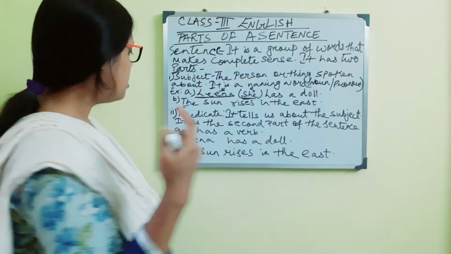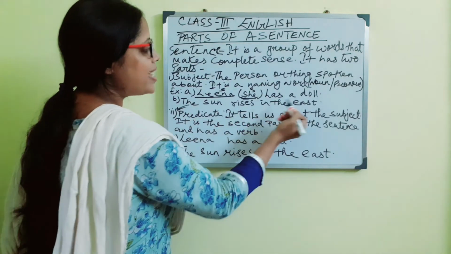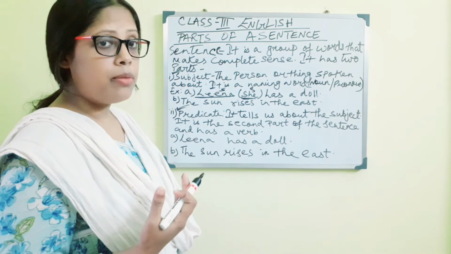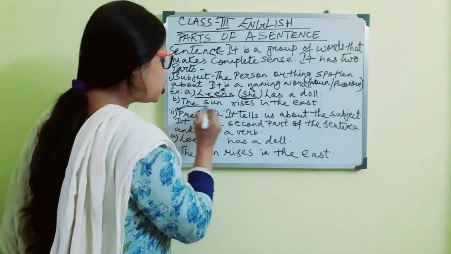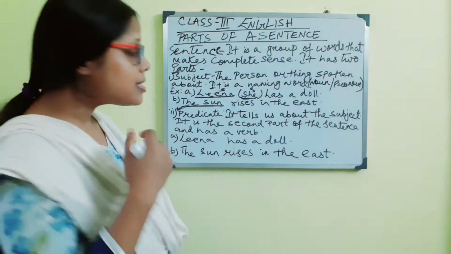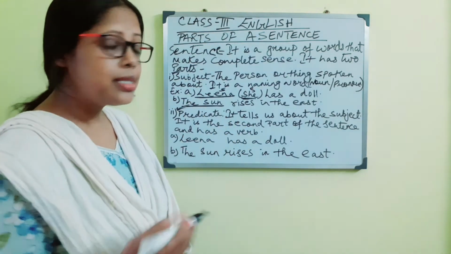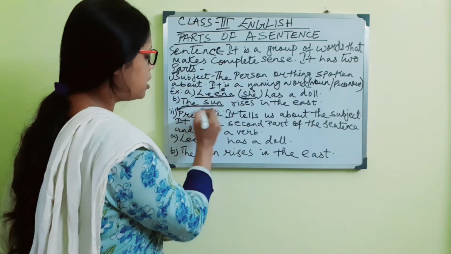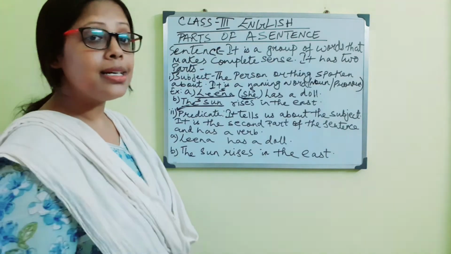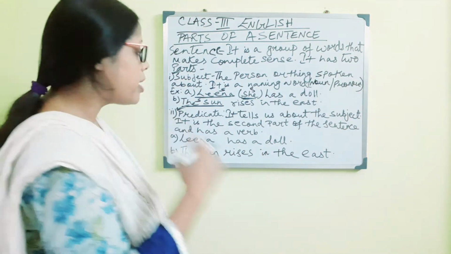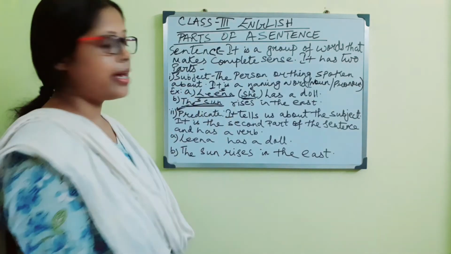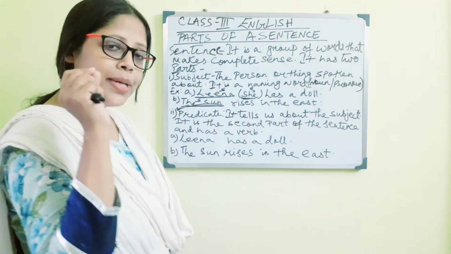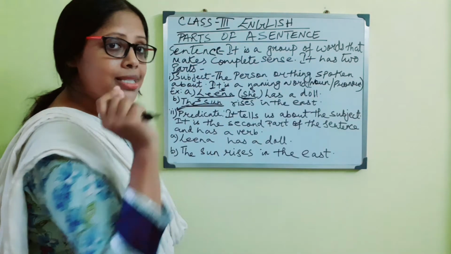Now, let's see the next example. The sun rises in the east. What is rising in the east? What are we talking about here? The sun. We are talking about the sun. What is the sun doing? The sun rises in the east. So the sun is the naming word, the noun, that is the subject. So we are talking about the subject, the sun. So I hope it is clear, children, what is the subject?